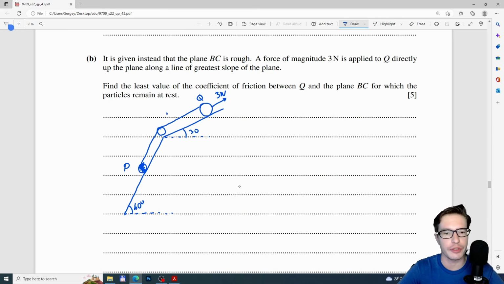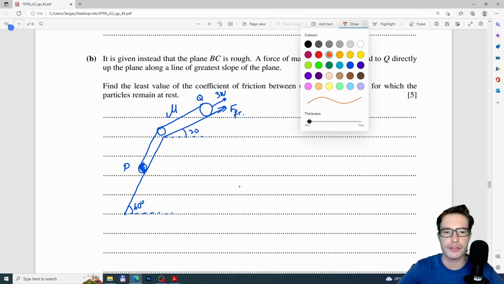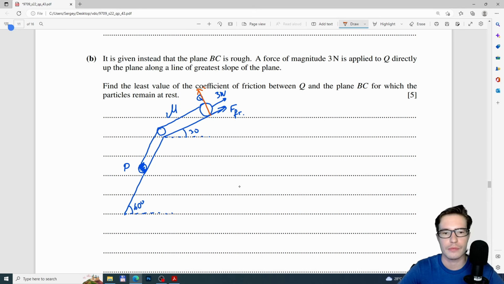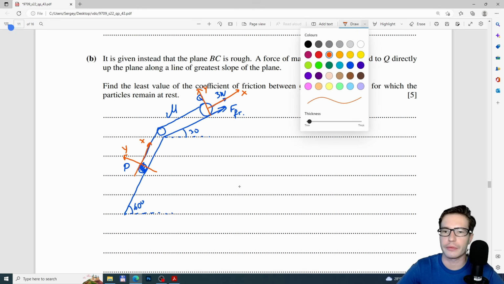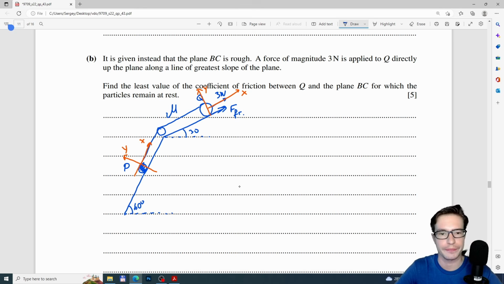Okay, next part of the question, we're given that there's friction between particle Q and the plane. Let's say the coefficient of friction is mu. Now let's say the whole system is going to go downwards, then the force of friction will try to prevent this motion, so the force of friction will act up. And again, let's choose x and y axes. This time I will choose x to be upwards.